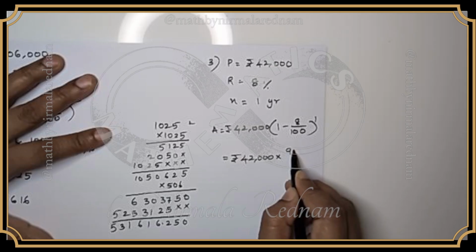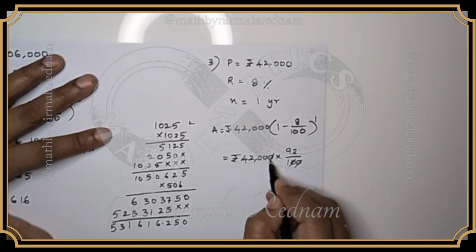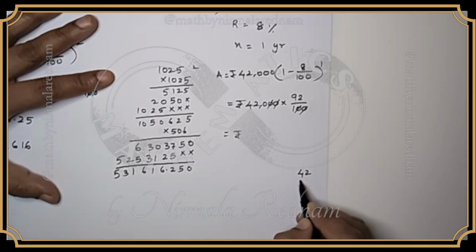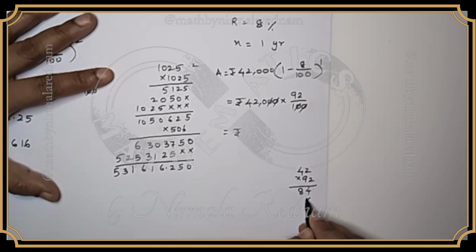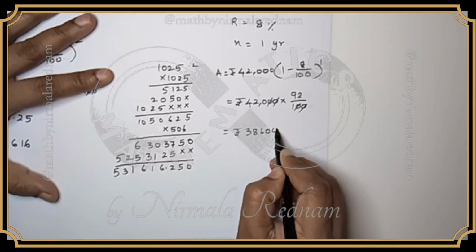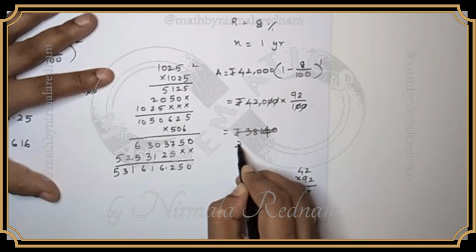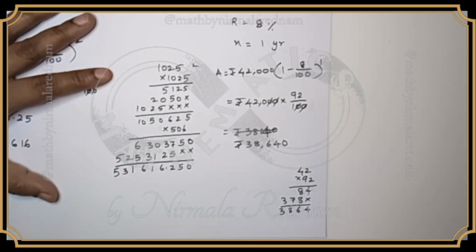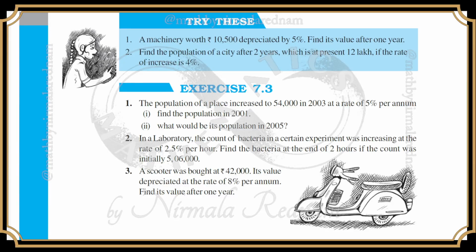So this will give me 92 by 100. This is simple multiplication. I have to multiply 42 with 92. That gives 3864, and with the zero, 38640. So this is your answer. That is the depreciated value of the scooter after 1 year when the depreciation rate is 8%.